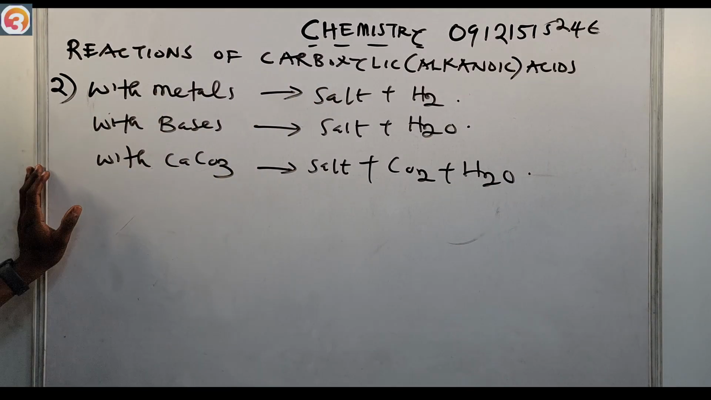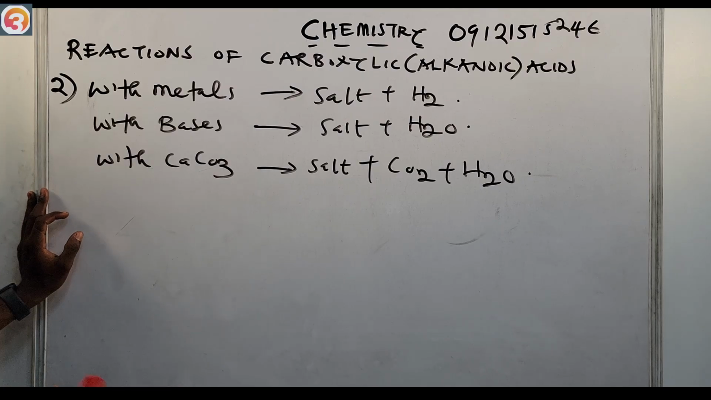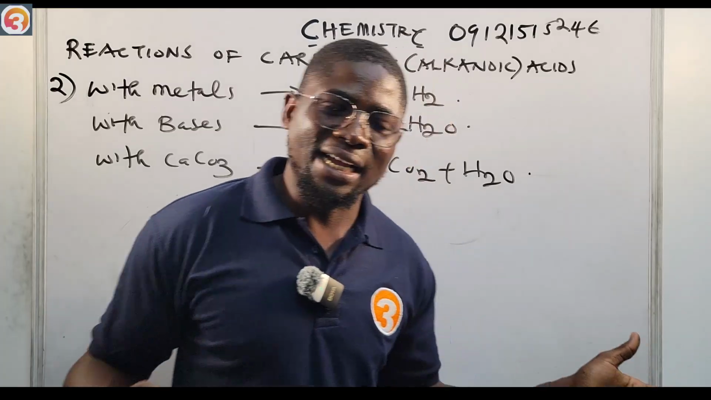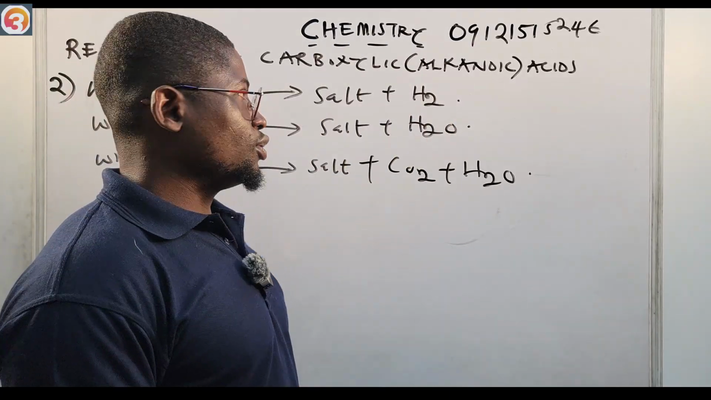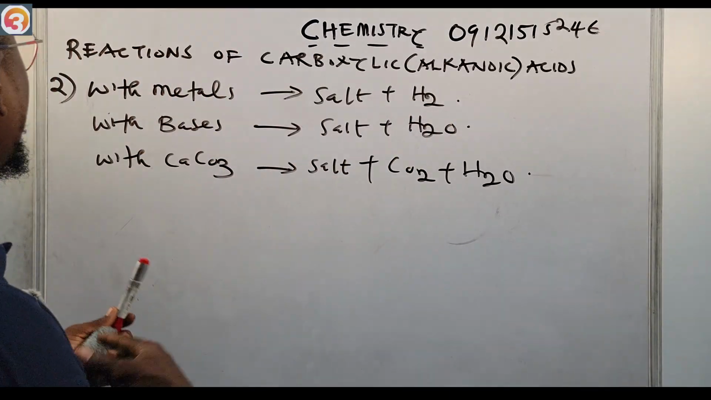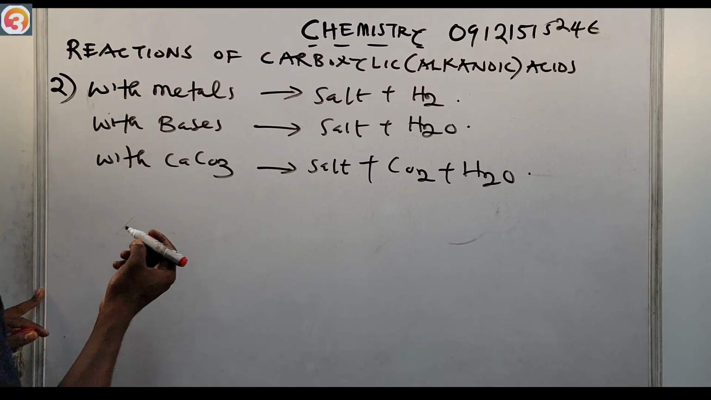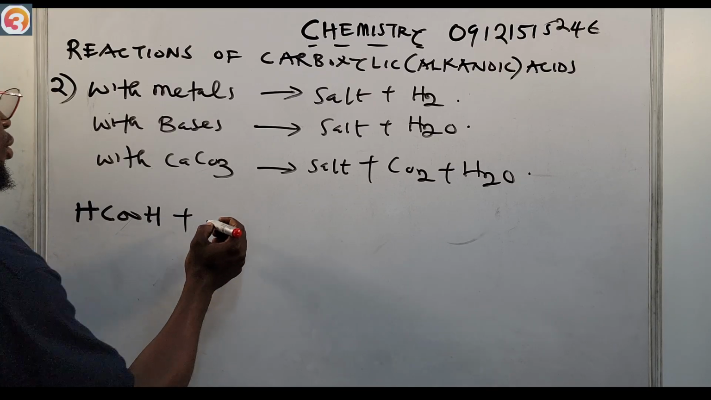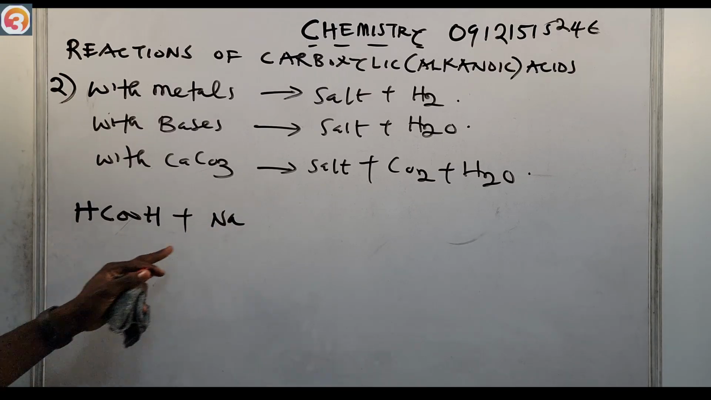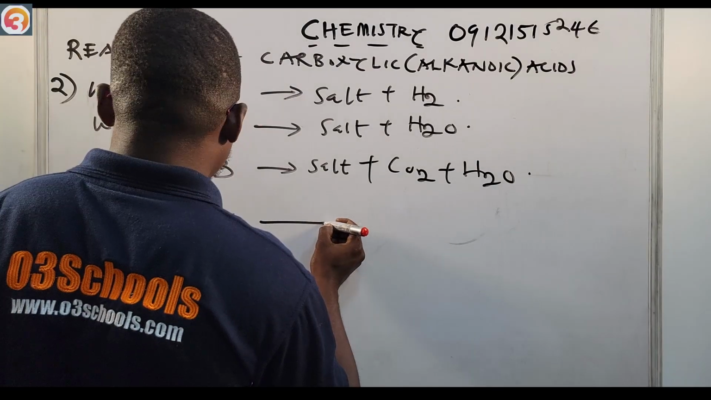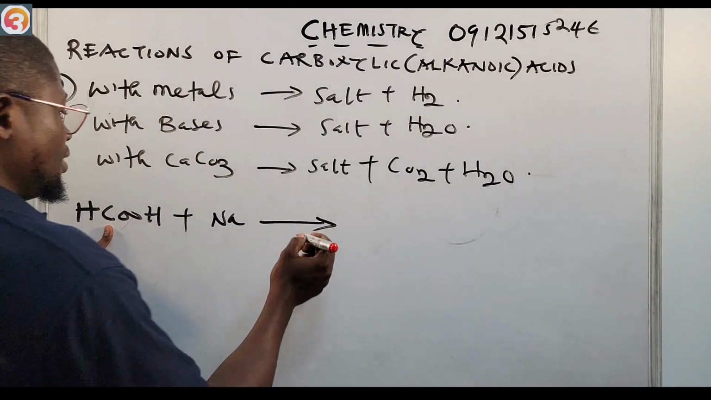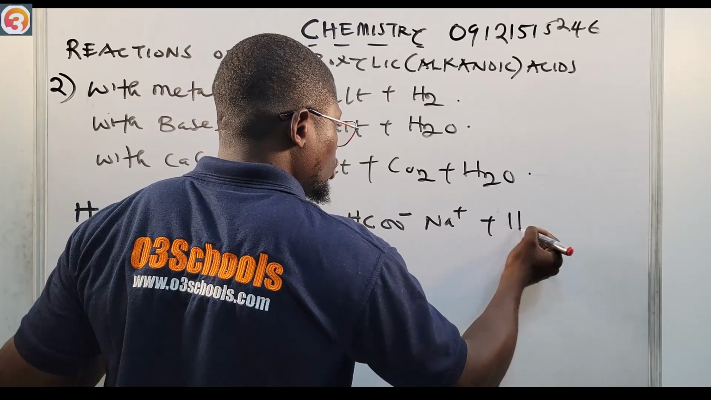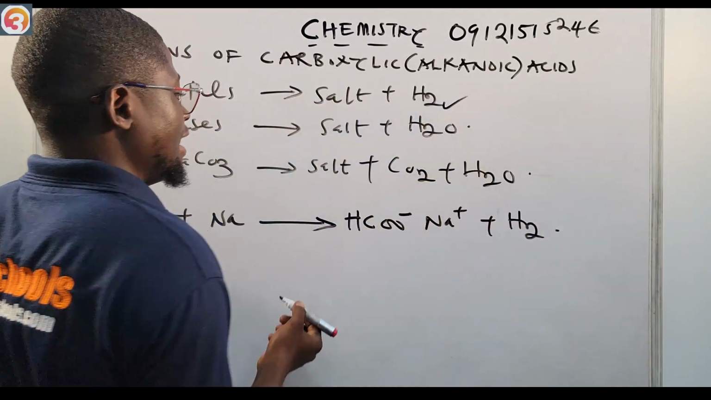So they are acids, so they react the exact same way that other acids will react, just that because they are weak acids, the reaction will not be as vigorous as those other acids we mentioned before. So let us say reaction with metals. For example, let's say we have methanoic acid, HCOOH. It can react with a metal like sodium. If reacting with sodium, I'm going to have HCOO minus Na plus, plus hydrogen gas. This is the salt.